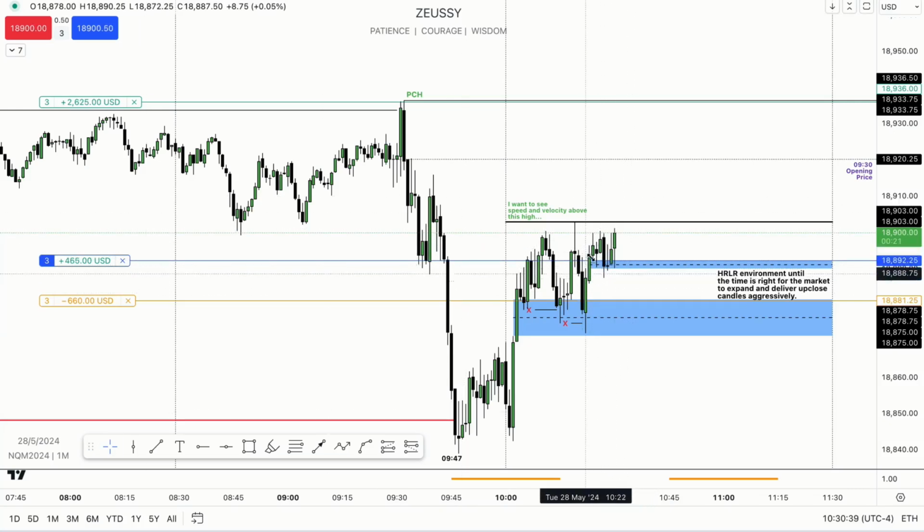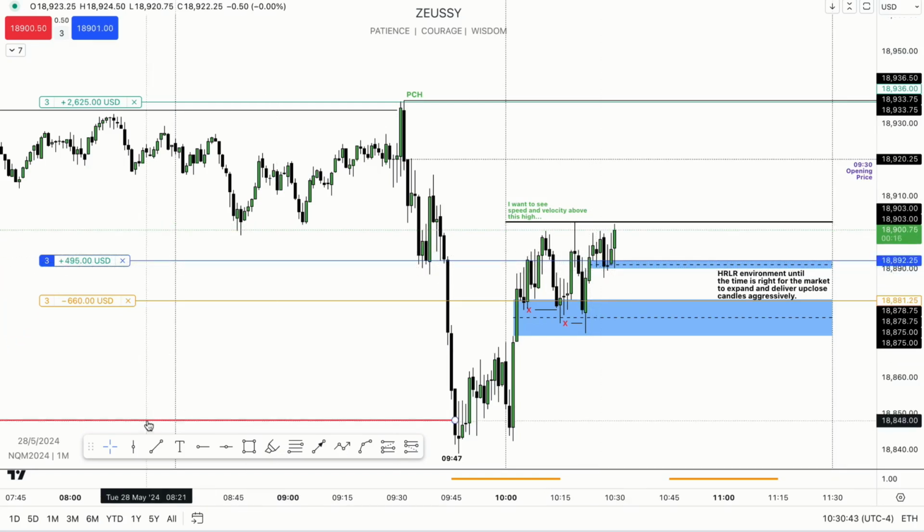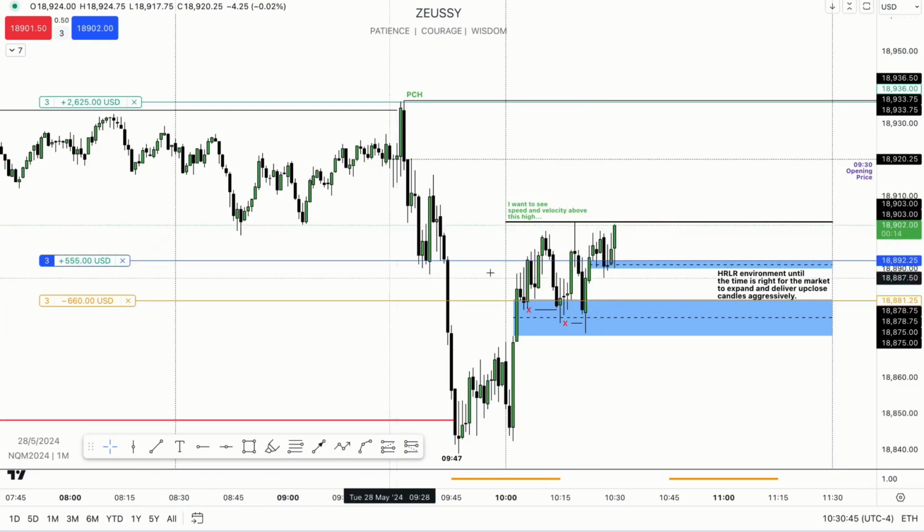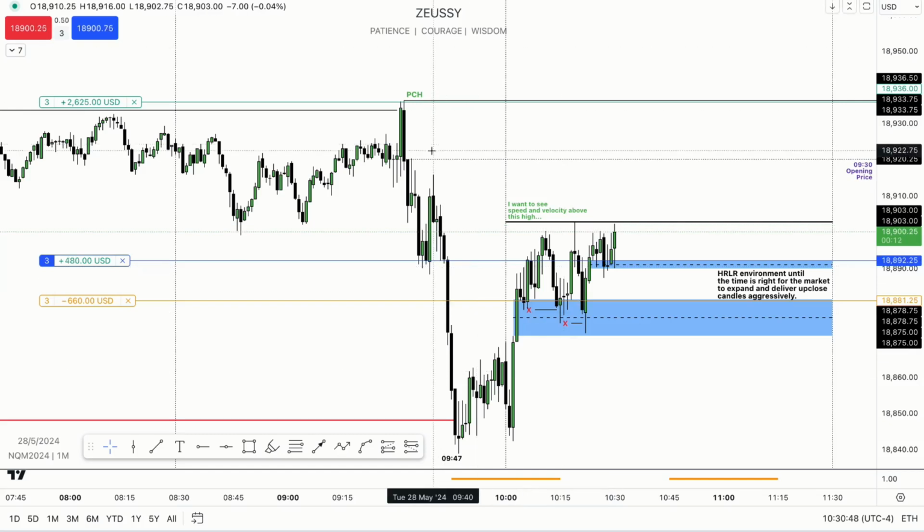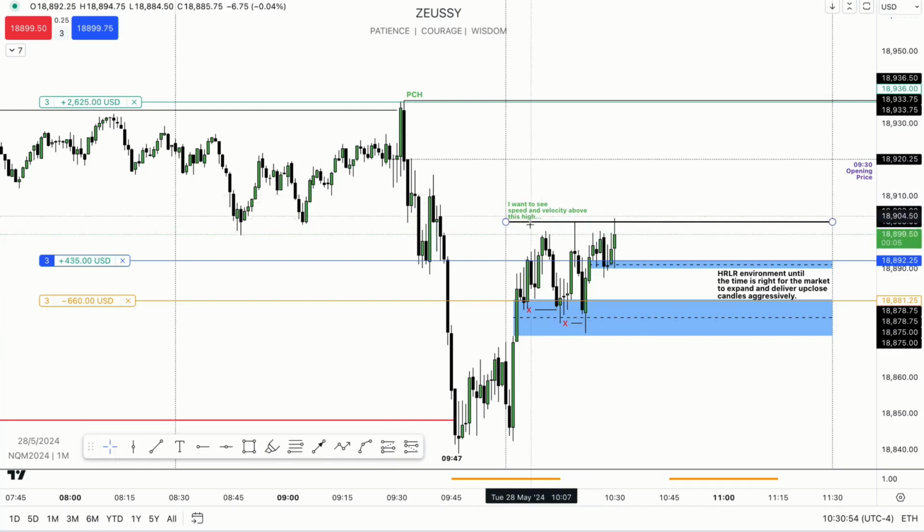Notice how the bodies are closing inside of this BC's price range, not closing outside of it. The wicks are doing the damage whilst the bodies are staying inside of it. That's an algorithmic signature that shows to us that order flow is bullish. I want to see speed and velocity begin to get delivered above this high right here.